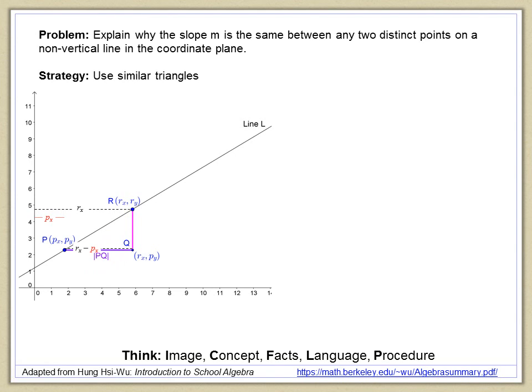So from a coordinate point of view, PQ is equal to Rx minus Px. And in a very similar fashion, we can see that RQ is Ry minus Py. And so the slope of this line is given by the length of RQ over the length of PQ, which is Ry minus Py over Rx minus Px, and that's the slope m.